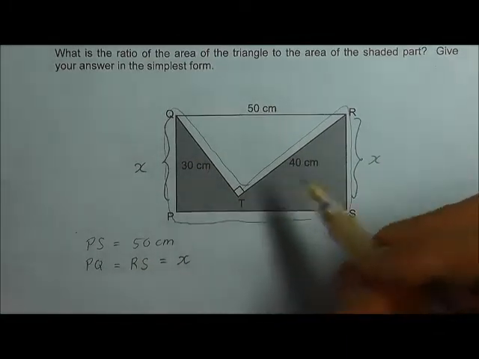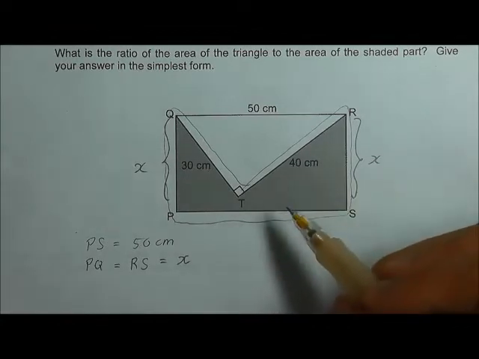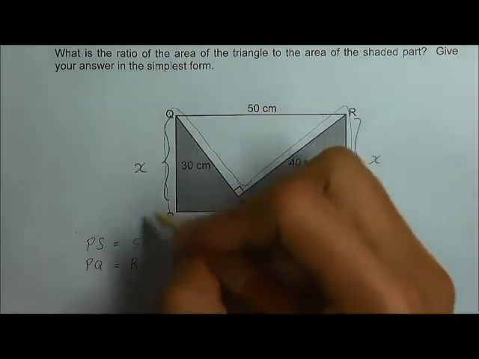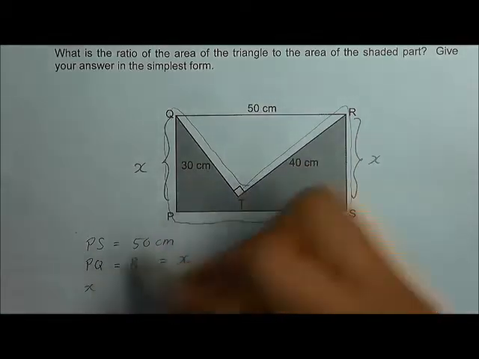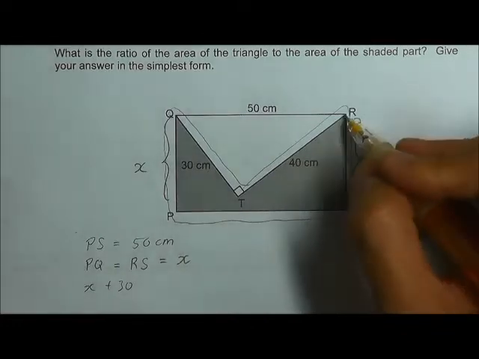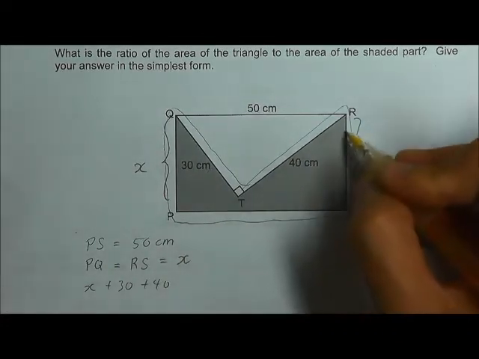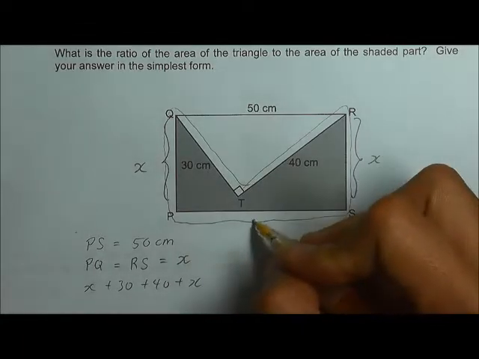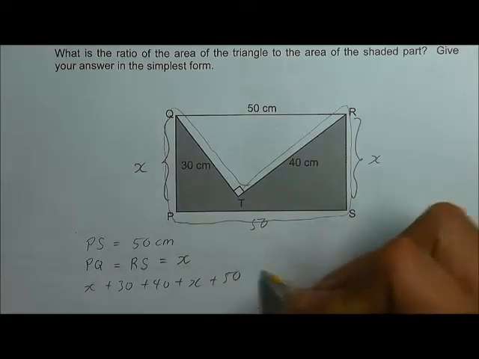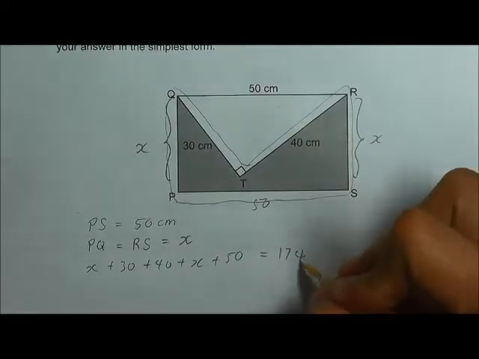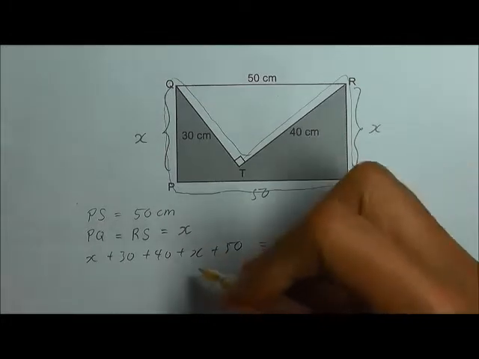Okay, next, the perimeter of the shaded area will be x plus 30 plus 40 plus x plus 50, and this will give us 174 cm. So we solve this equation.